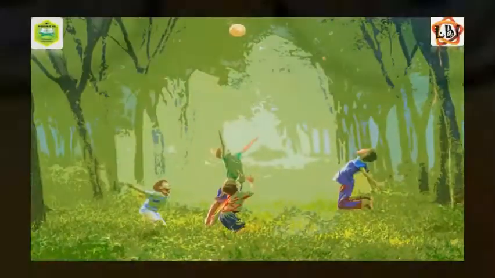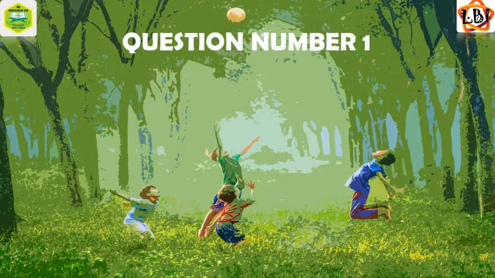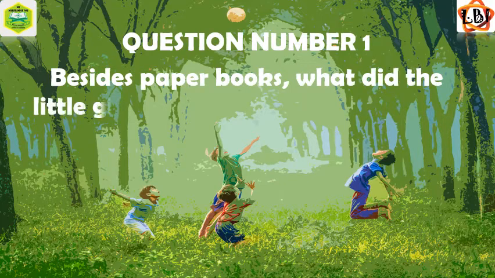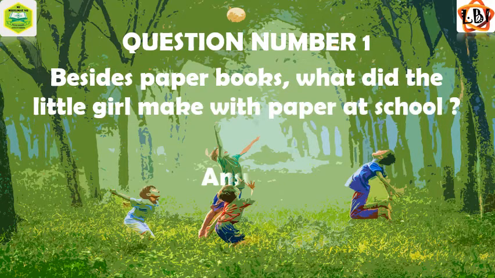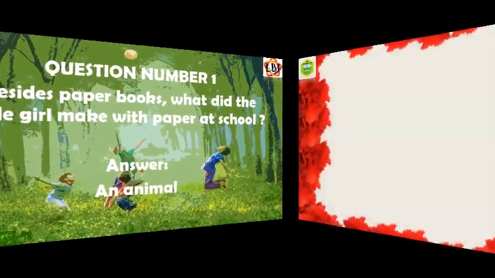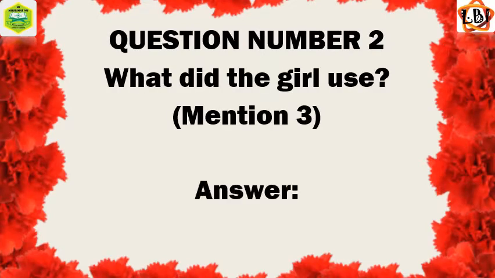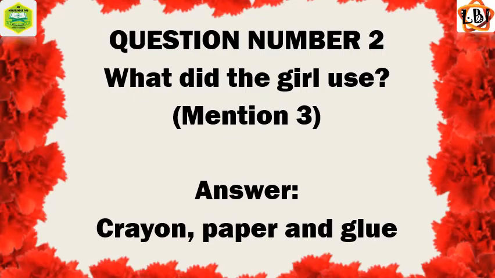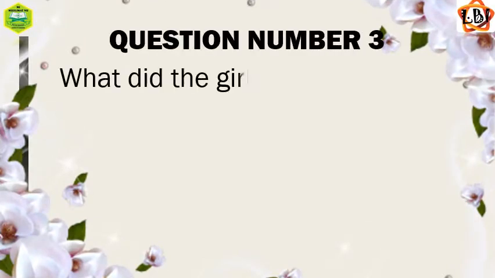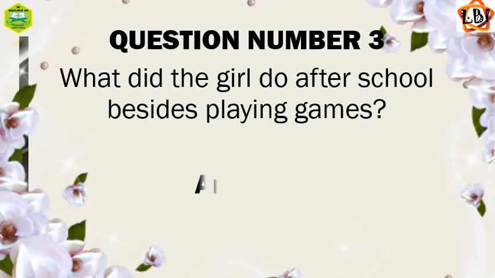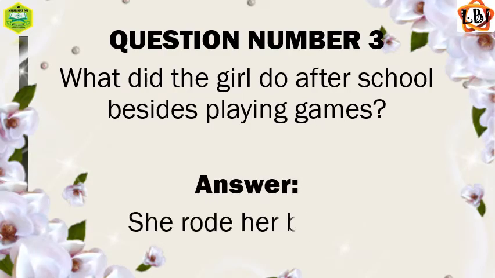Question number 1. Besides paper books, what did the little girl make with paper at school? Answer: an animal. Question number 2. What did the girl use? Mention 3. Answer: crayon, paper and glue. Question number 3. What did the girl do after school besides playing games? Answer: she rode a bicycle.